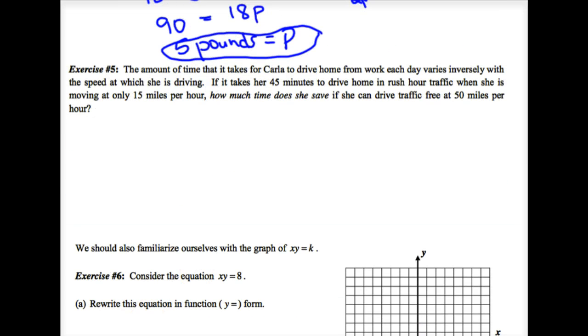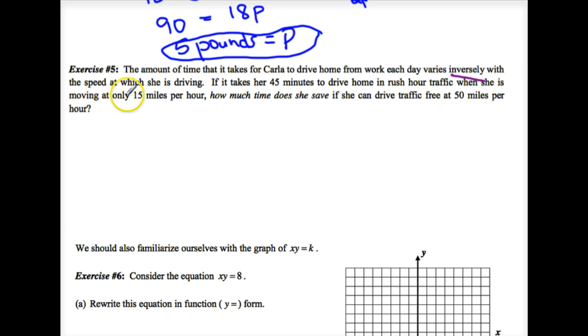Moving to exercise 5. The amount of time that it takes Carla to drive home from work each day varies inversely with the speed she is driving. It takes her 45 minutes to drive home in rush hour traffic when she is moving at 15 miles per hour. How much time does she save if she can drive traffic-free at 50 miles an hour?